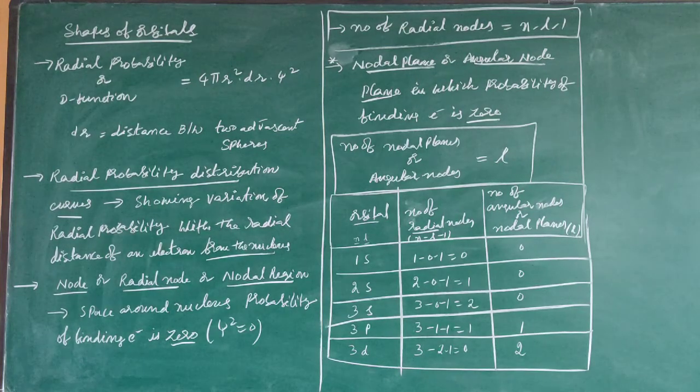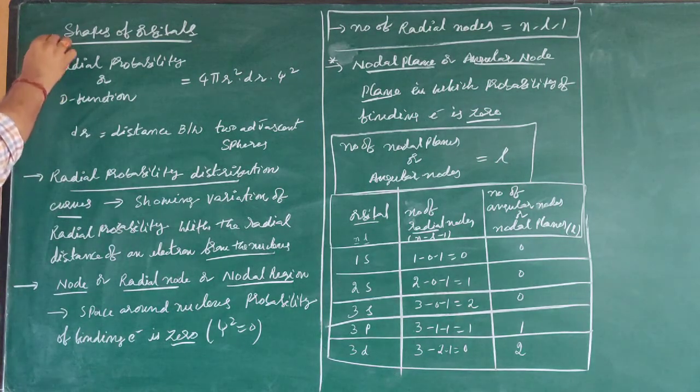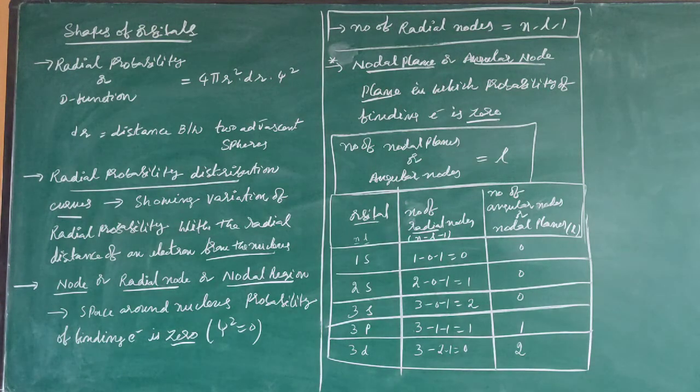Next, shapes of orbitals. Before going to the shapes of orbitals, we need to discuss radial probability, nodal planes, and radial nodes.